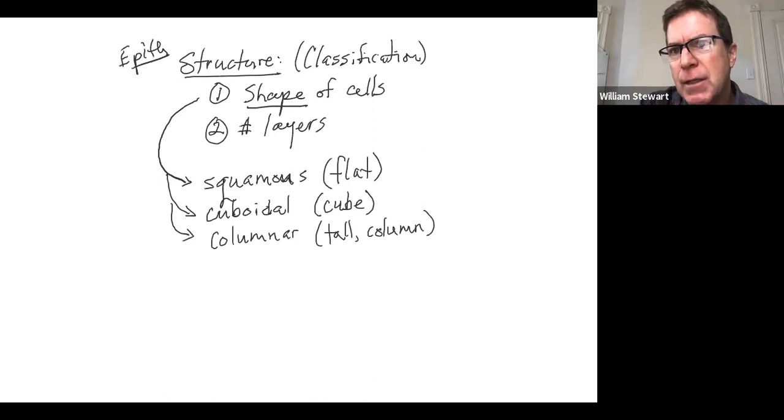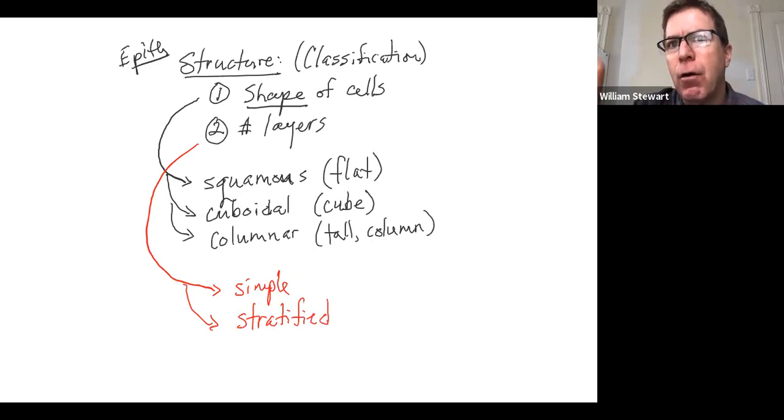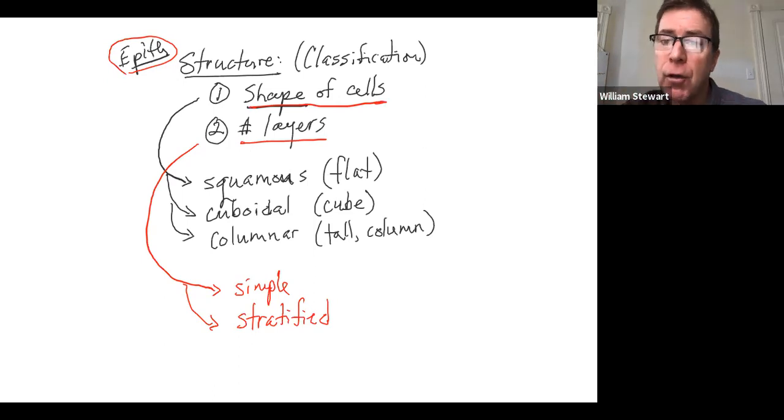Number of layers is even easier. Number of layers, we have either simple, which means 1 layer, or stratified, that word just means more than 1 layer. So we're going to classify all epithelial tissues using these 2 criteria: shape of cells and number of layers. Now we're just going to go through the types of epithelial tissue quickly in the human body, and we're going to categorize them, name them based on these two criteria, and we're going to list some characteristics about them.